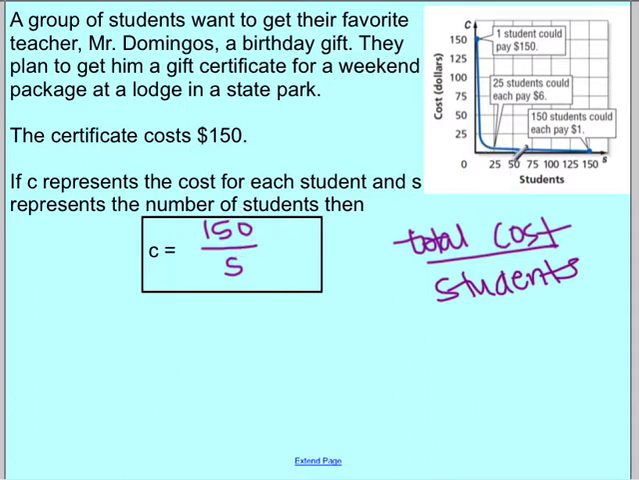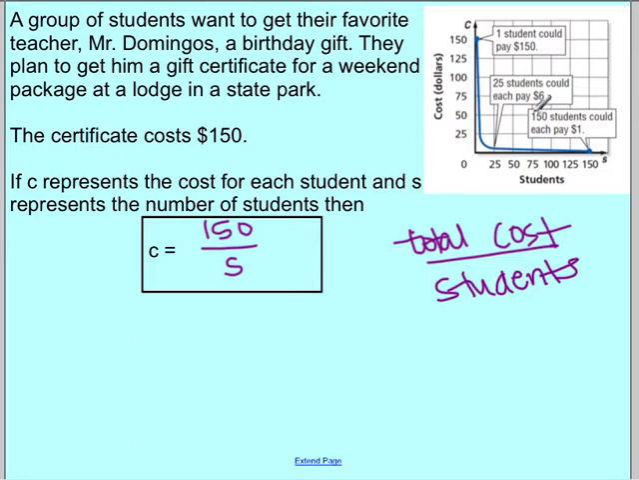Okay. So in this case, if I have one student that's going to buy, I would take 150 divided by 1. That means that one student's going to pay 150. If we have 25 students, I would take 150 divided by 25. That would give me $6 per student. So as you notice, it's going to get cheaper the more students that contribute. Okay, if you have 150 students, they're each going to pay $1.